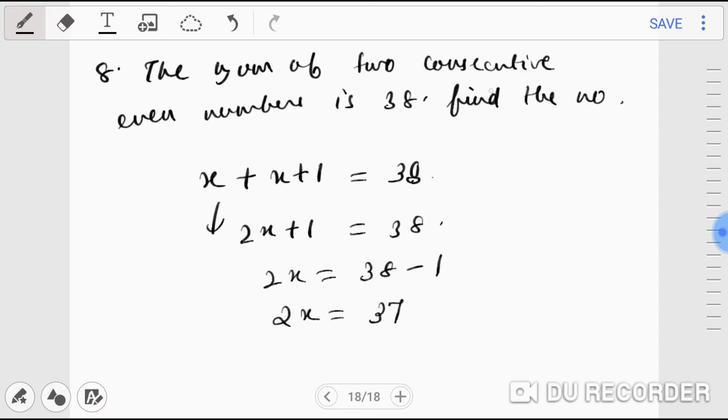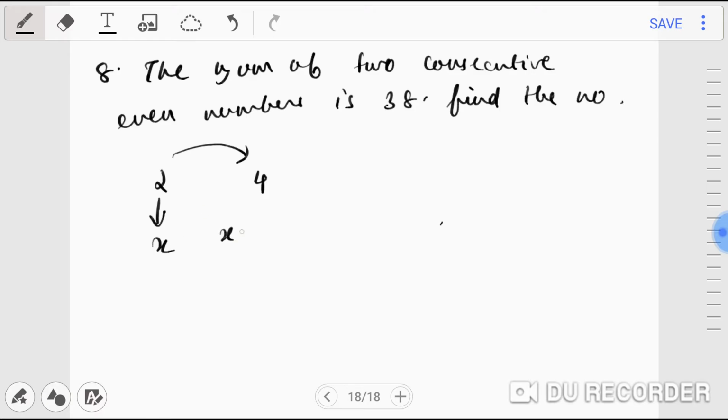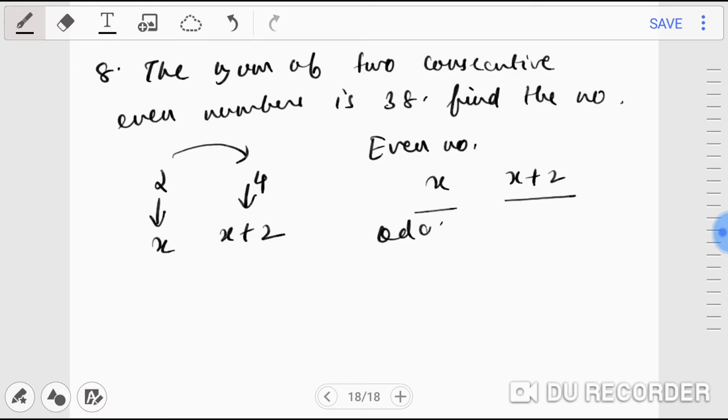See, two consecutive even numbers. So I have made a mistake here. When I say even numbers and odd numbers, what you have to take is, if my first even number is 2, your second number will be 4. So if this is x, this will be x plus 2. So you have to take your even or odd numbers as x and x plus 2.